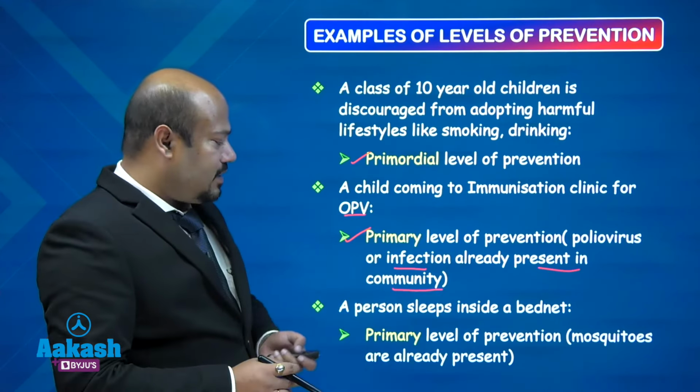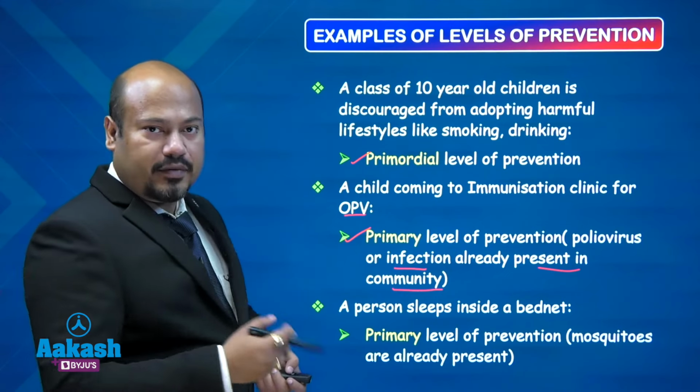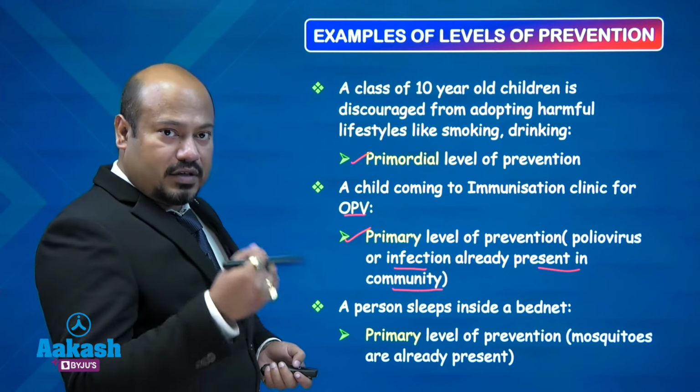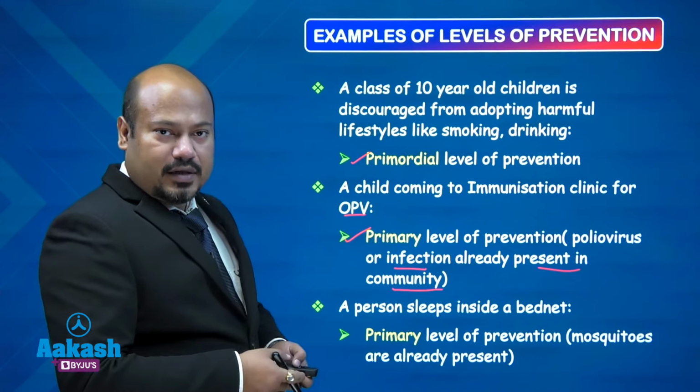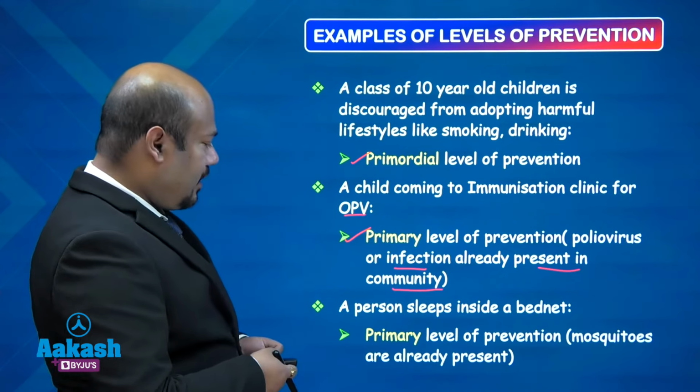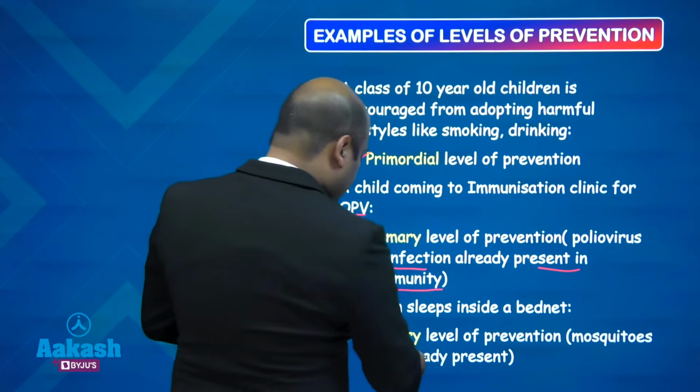A person sleeps inside a bed net. This will be what? Primary level of prevention. See, risk factor is there. Mosquitoes are there which can transmit dengue virus, which can transmit the malarial parasite. So sleeping inside a bed net will be an example of primary level of prevention.